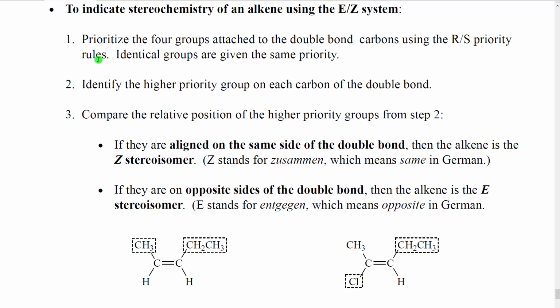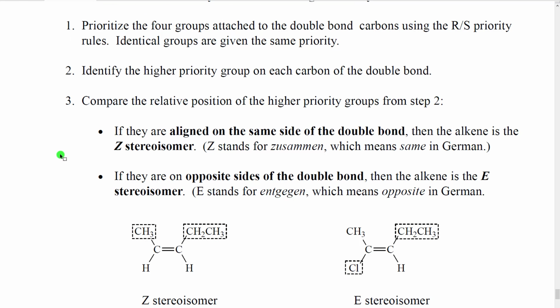However, unlike chirality centers where the four groups are guaranteed to be different, in double bonds, groups can be the same even though the double bond has stereoisomers. So in that case, identical groups would be considered to have the same priority. The other thing is that while we are going to prioritize all four of the groups attached to the double bond, we're really only going to be considering two groups that would be attached to the same carbon at a given time.